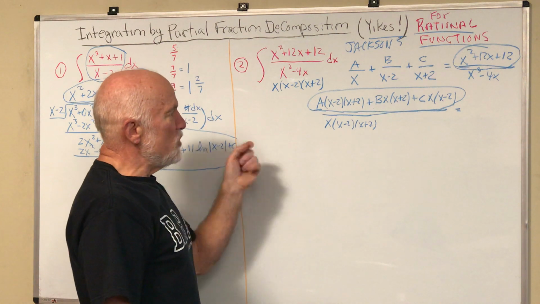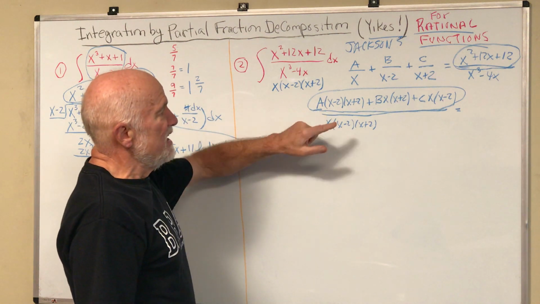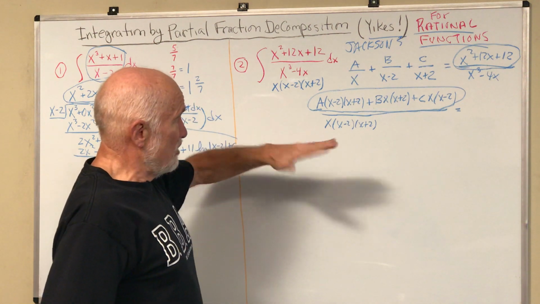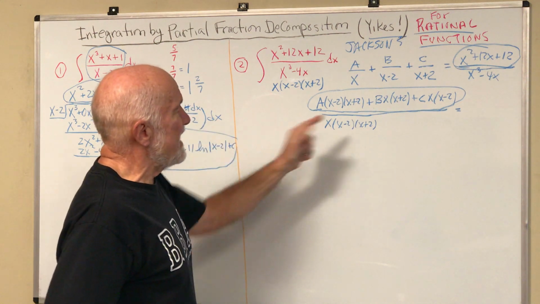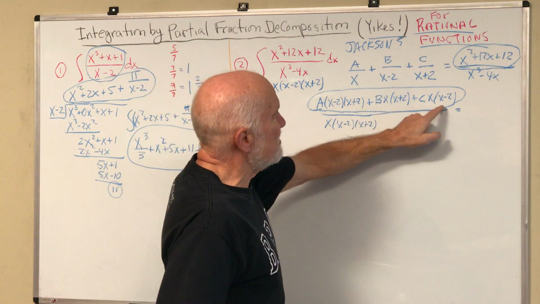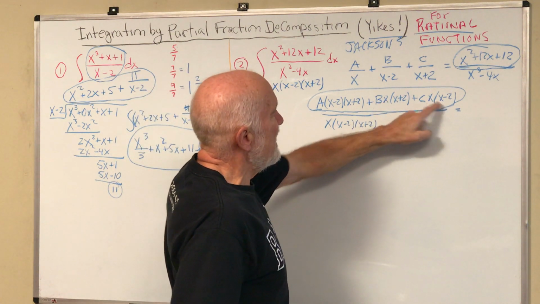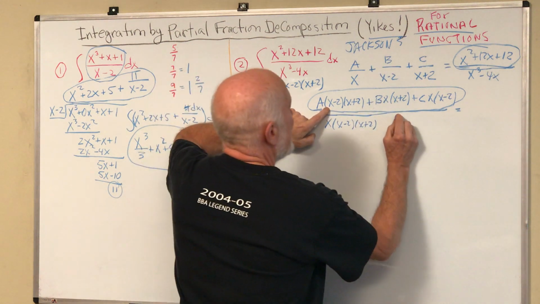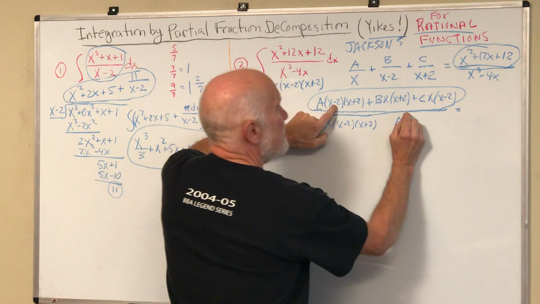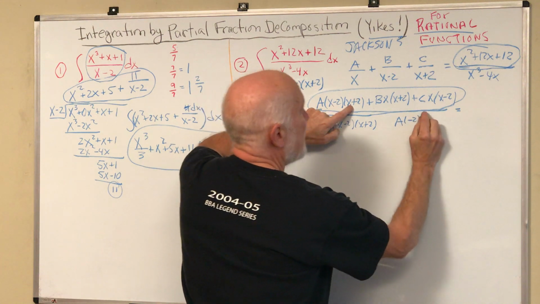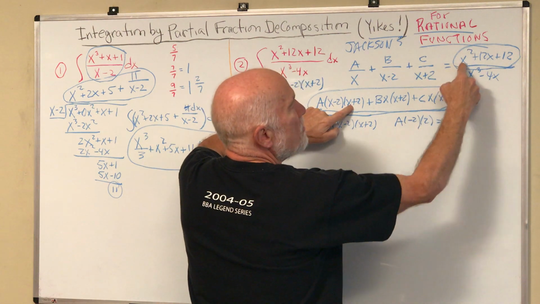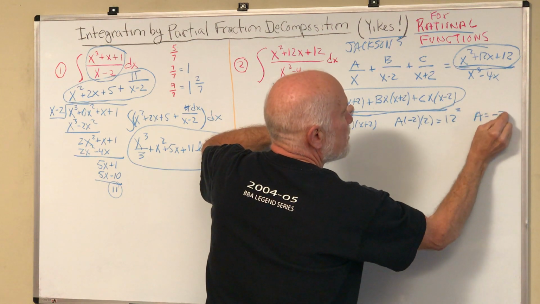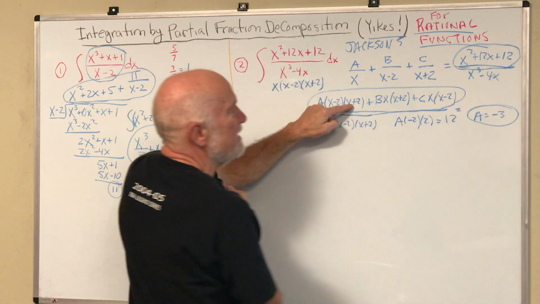Well, one method of doing this algebraically is, since this has to work for all values of x, just pick some convenient x's. Like if I plug in x equals 0, that wipes out these two terms. So I get A times 0 minus 2 times 0 plus 2 equals 0 plus 0 plus 12. So A is going to be negative 3. That was pretty easy to find.